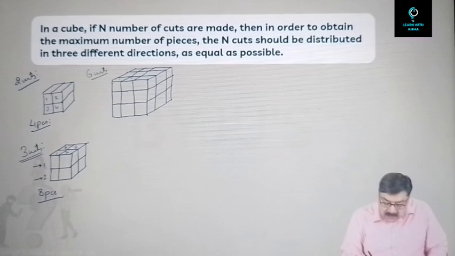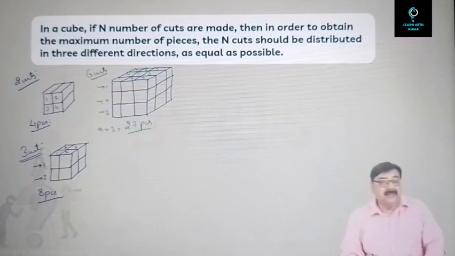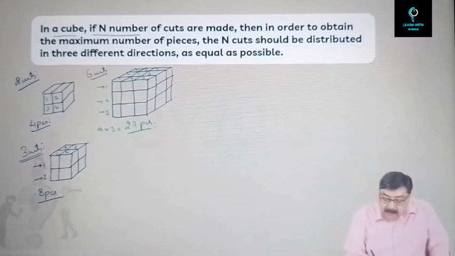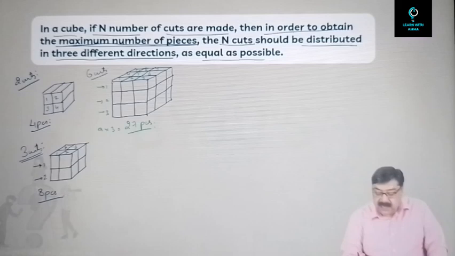Now look at the number of pieces. Now look at the top. 1, 2, 3, 4, 5, 6, 7, 8, and 9. So there are 9 pieces at the top, and you have 3 rows of 9 pieces. So 9 into 3, you will get 27 pieces. Whereas if all the 6 cuts would have been made in the same direction, then the number of pieces obtained would be 6 plus 1, that is 7. Now 27, as you can see, is greater than 7. So in a cube, if n number of cuts are made, then in order to obtain the maximum number of pieces, the n cuts should be distributed in 3 different directions as equal as possible.